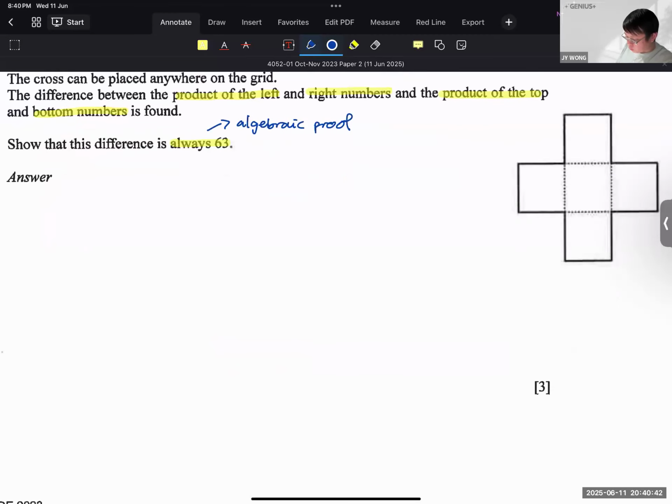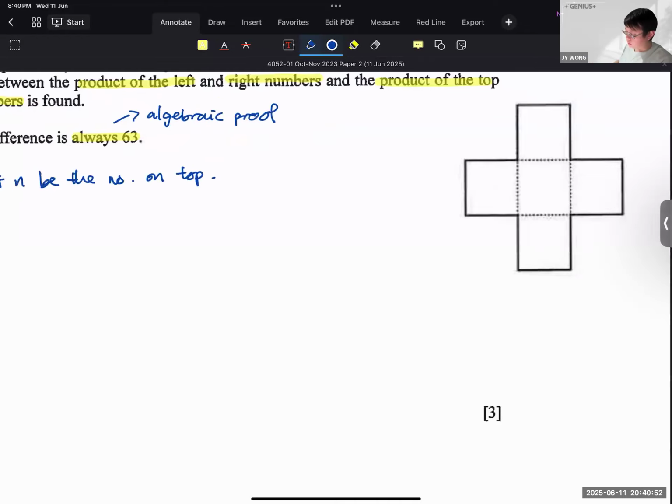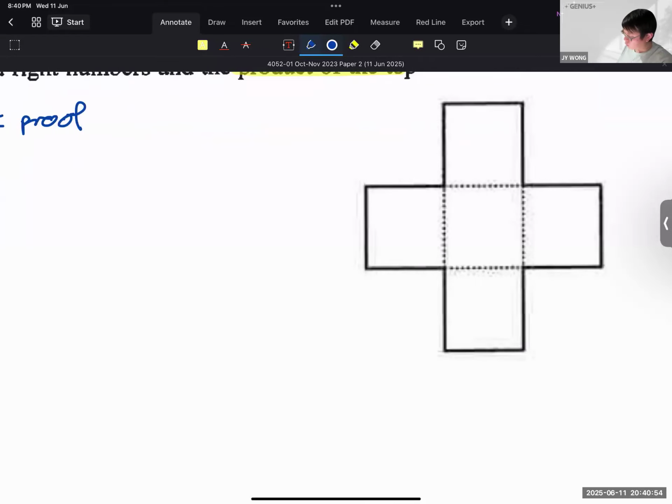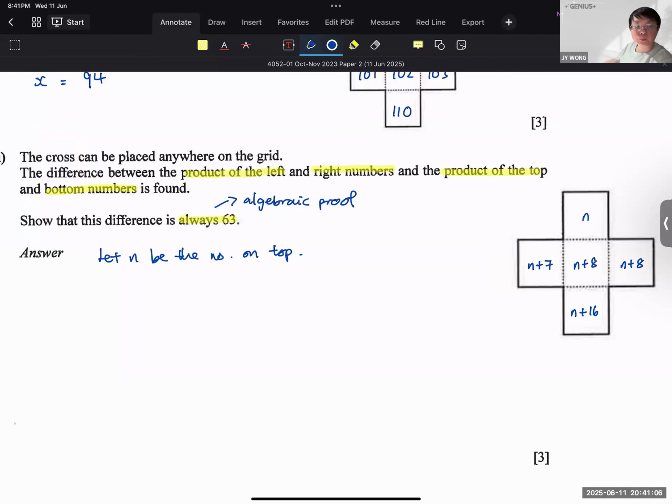Okay? So I start off with the same premise, right? Let n be the smallest number. Or let n be the number on top. Because they gave me top and bottom this time instead of left and all that. So this number is n. This number will be n plus 16. This number will be n plus 8. This number will be n plus 7. This number will be n plus 9. That is what we will establish, right?